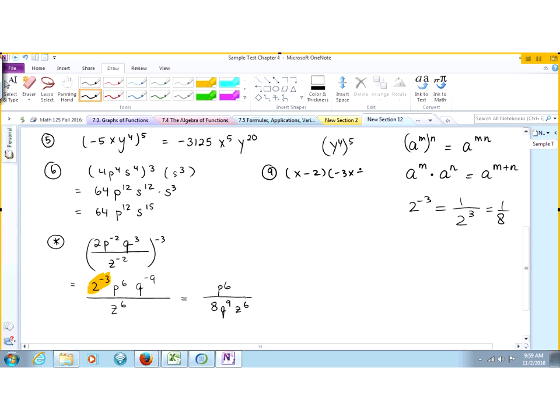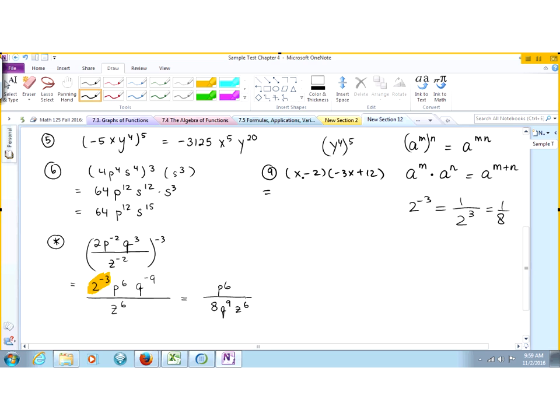FOIL. X minus 2 times -3x plus 12. I think my exam would be a little bit more difficult than this. A little bit only. Not much. I don't know why. Usually I give samples that are longer and more difficult. Not this one. Okay.